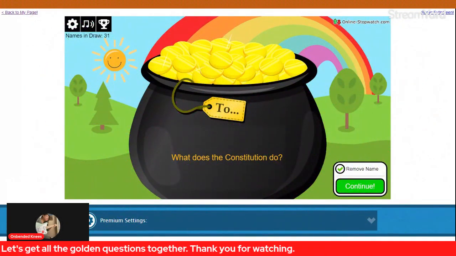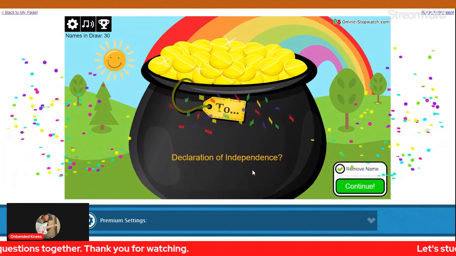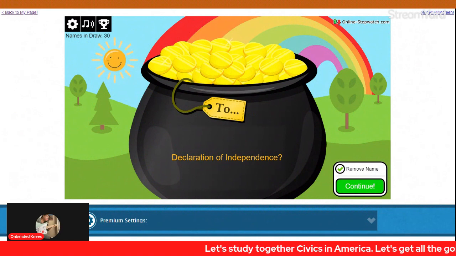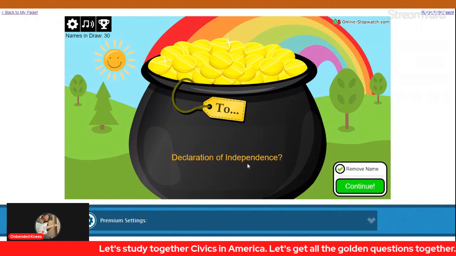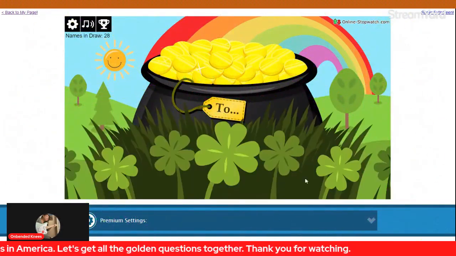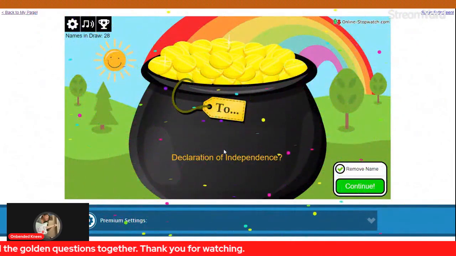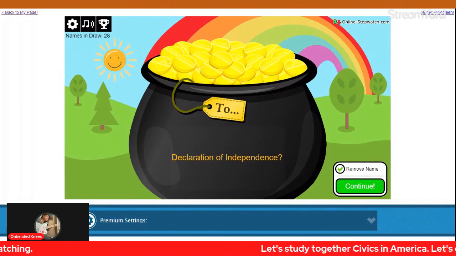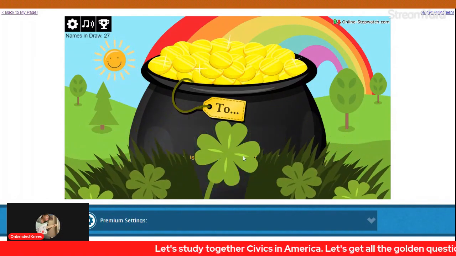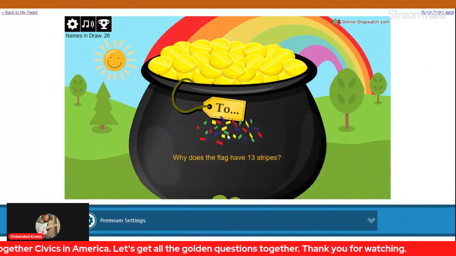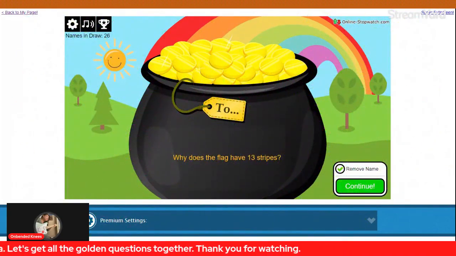Who sets up the government? Independence. When was it declared? Declaration of Independence is July 4th, 1776. He was the president. Declaration of Independence again. When was the Declaration of Independence adopted? July 4th, 1776. In the United States, capitalist economy. Flag had 13 stripes because it represents the original 13 colonies.